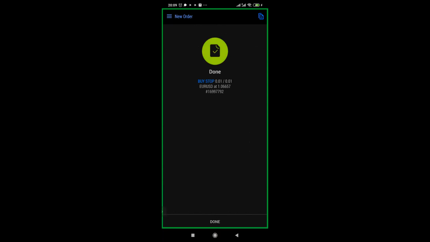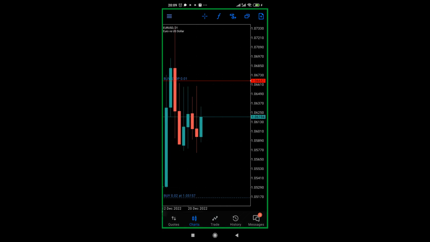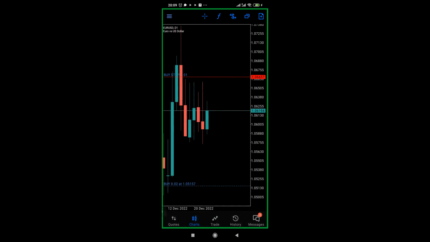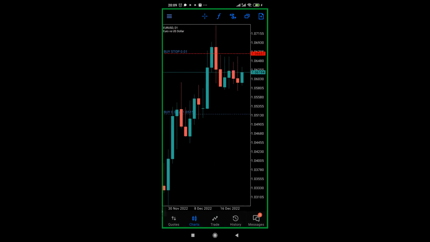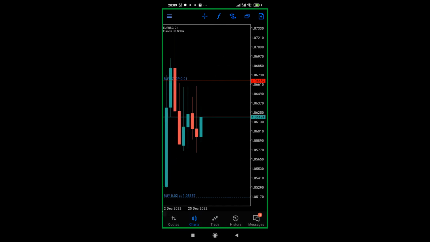So immediately, the order is placed. When you go to the chart, you see your order is going to be there. You can see the buy stop order is there. As soon as price gets into that point, you can see the buy stop at the top. As soon as price gets there, you'll be entered into that trade for a buy.